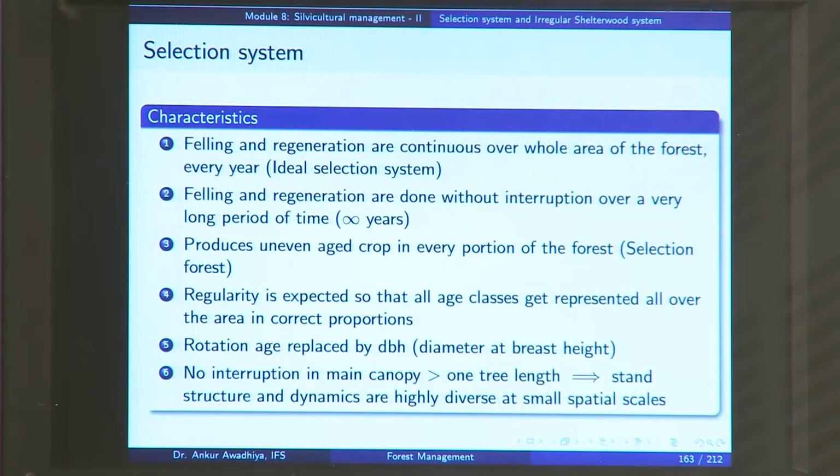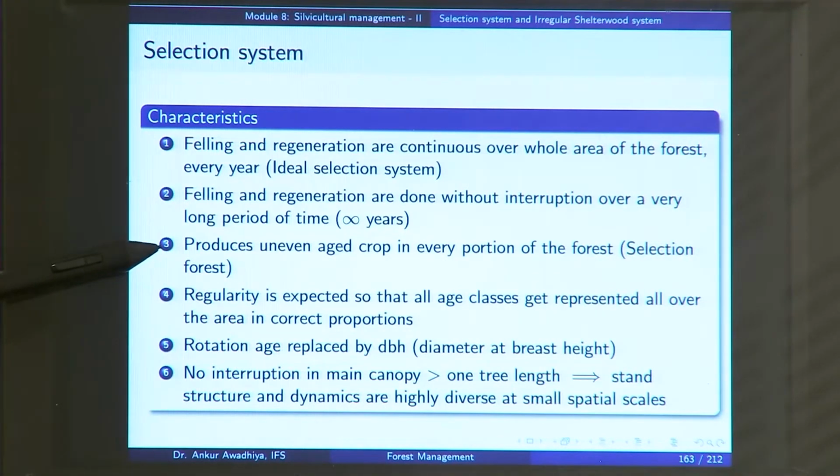So, the characteristics of the selection system are these: 1. Felling and regeneration are continuous over the whole area of the forest every year, which is an ideal selection system. So, you go to every area every year, select your trees to fell and regenerate. Felling and regeneration are done without interruption over a very long period of time. So, there is no interruption, you are doing it every year and you are doing it for an infinite period of time in a selection system.